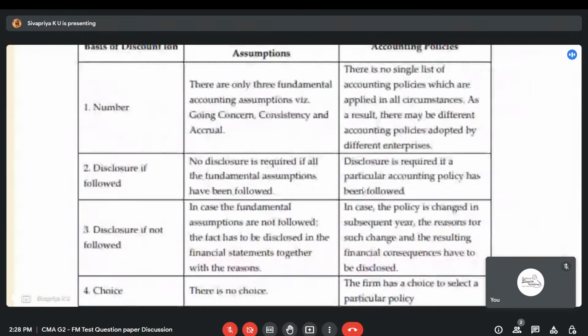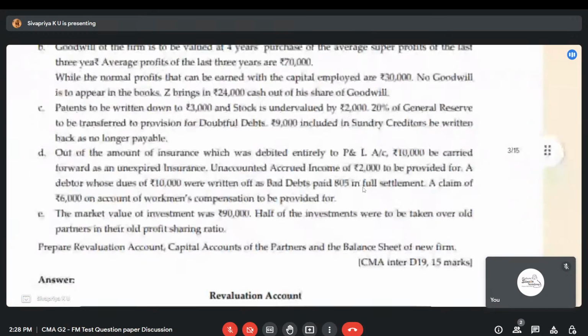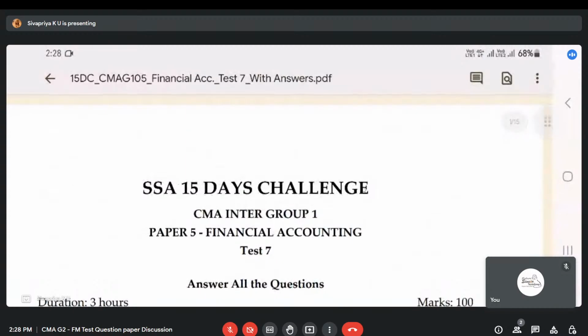So that's all with respect to test 7. Accounts completed and FM also completed.